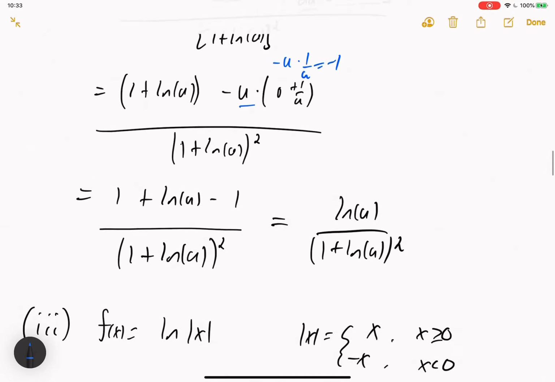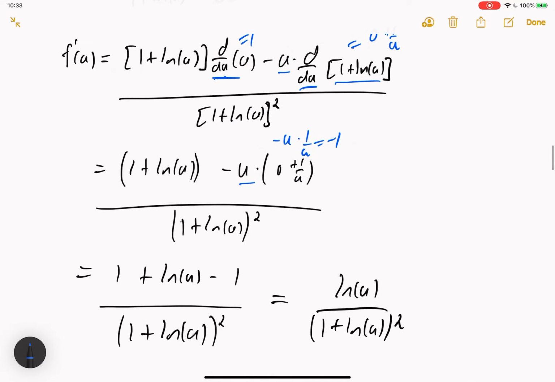So again, this problem isn't so bad. It's just knowing the derivative of the logarithm, knowing that formula, and just applying it.